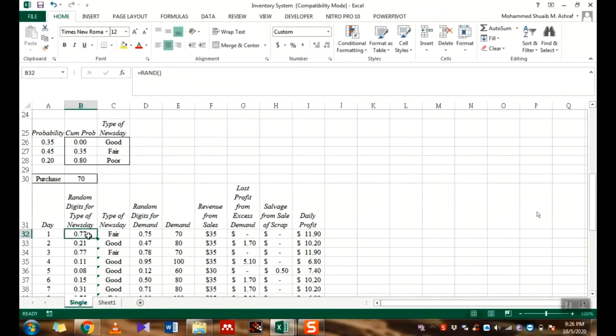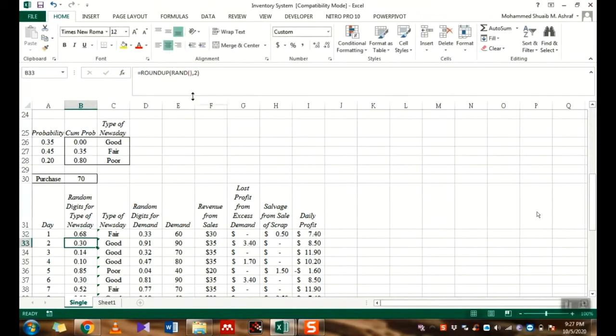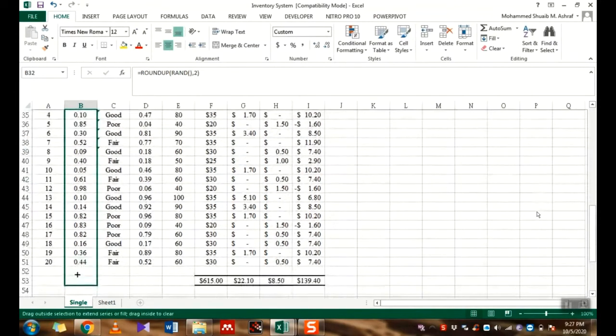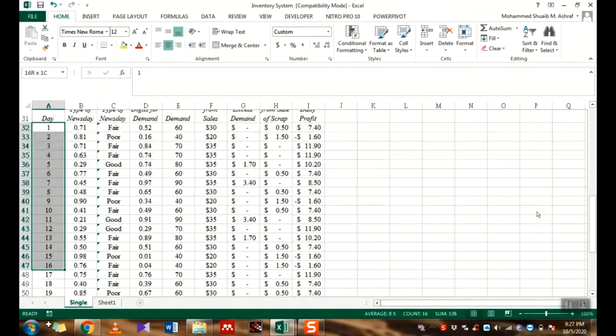Okay. Or we can see. Okay, the rand function also, we don't need to. If you like round up, you can apply round up also. Rand, round up, and then comma 2, and then drag. Apply this to 20 cells. So the value of 20 random values are generated for these 20 days.